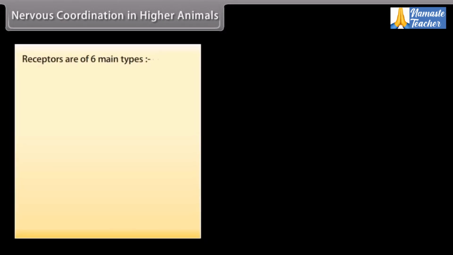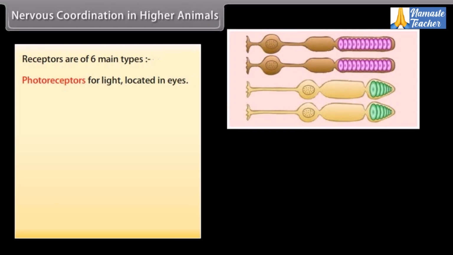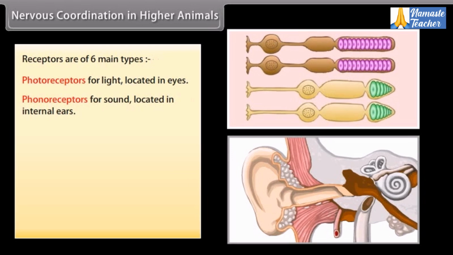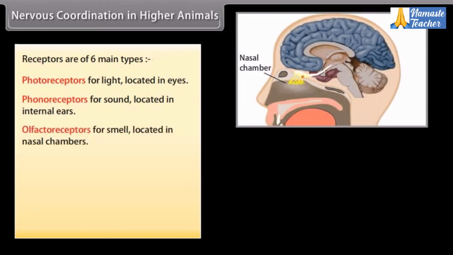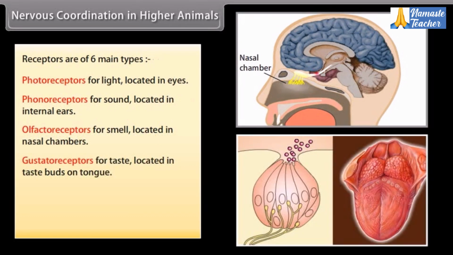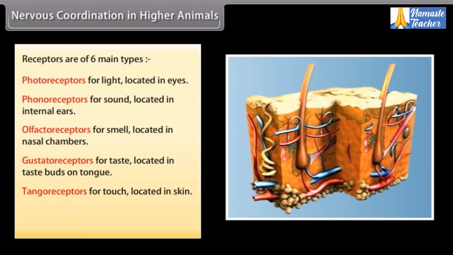Receptors are of 6 main types. Photoreceptors for light, located in eyes. Phonoreceptors for sound, located in internal ears. Olfactoreceptors for smell, located in nasal chambers. Gustatoreceptors for taste, located in taste buds on tongue. Tangoreceptors for touch, located in skin. Thermoreceptors for changes in temperature, located in skin.